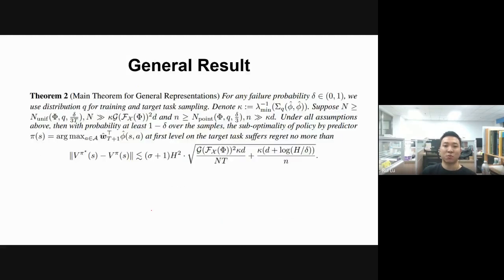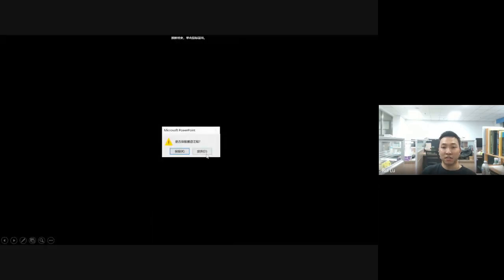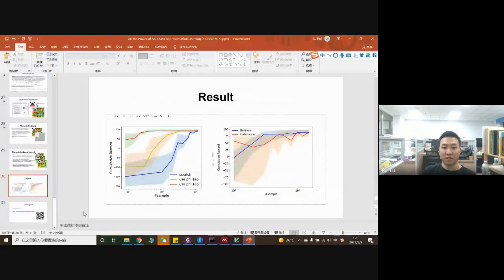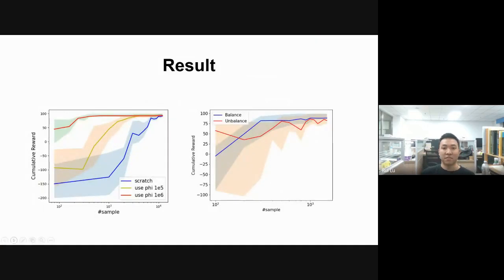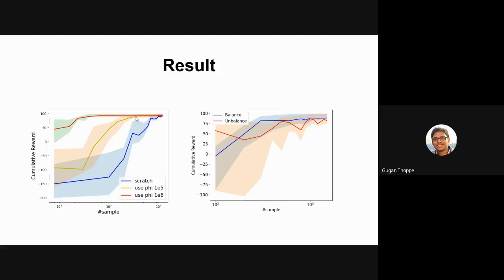And actually, that is what we see in our experiments. If you use a smaller number of samples to learn the representation, then you will use more samples in the target task to find a good policy. Okay, that was helpful. Thank you. Okay.